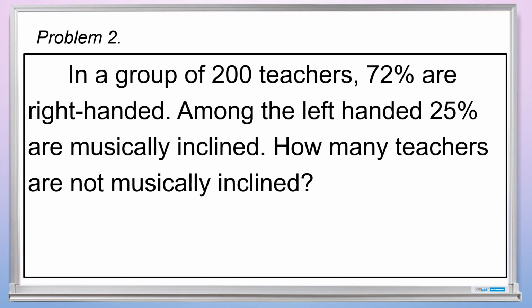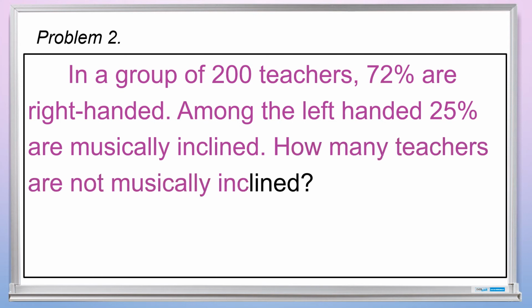So we are on problem number 2. And again, we are going to apply the four-step method. I am going to read the problem first. You can read the problem also with your eyes only. In a group of 200 teachers, 72% are right-handed. Among the left-handed, 25% are musically inclined. How many teachers are not musically inclined?